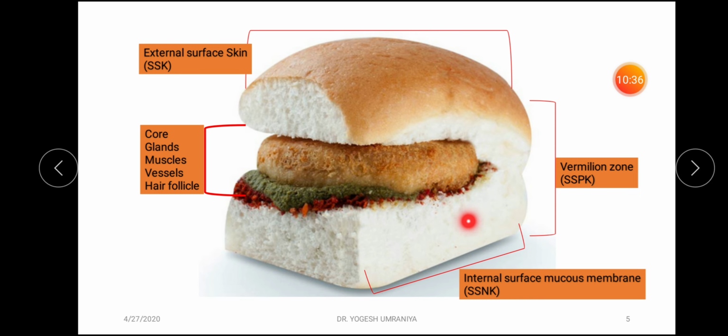And this is the inner surface of the lip, which is lined by the oral mucosa showing the stratified squamous non-keratinized type of epithelium, and this is somewhat thicker compared to this region due to more layers within the epithelium. The remaining portion, the central core or filling material, is in the form of glands, muscles, vessels, and hair follicles. So this is something regarding the theoretical aspect of the histology of the lip as well as the oral cavity.